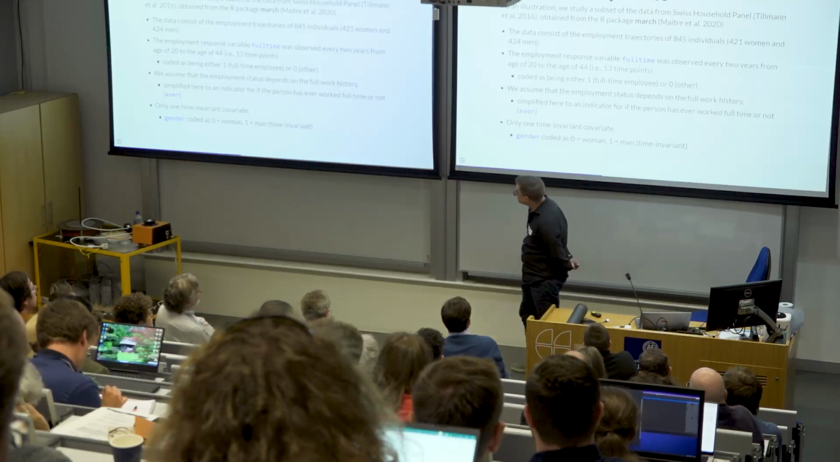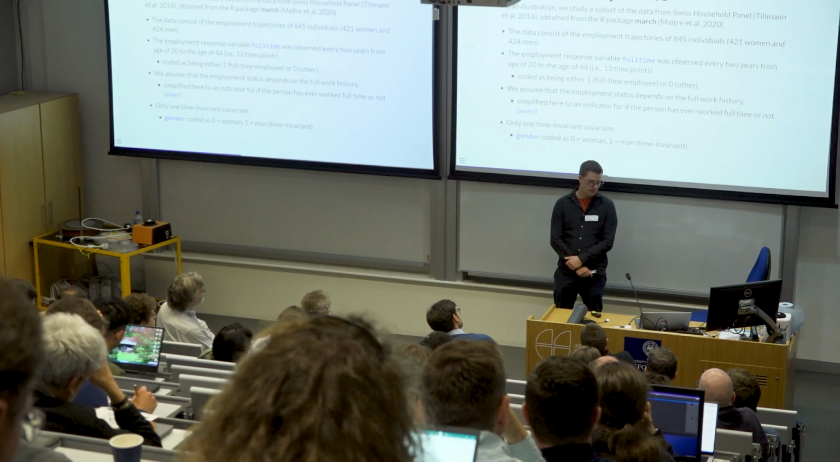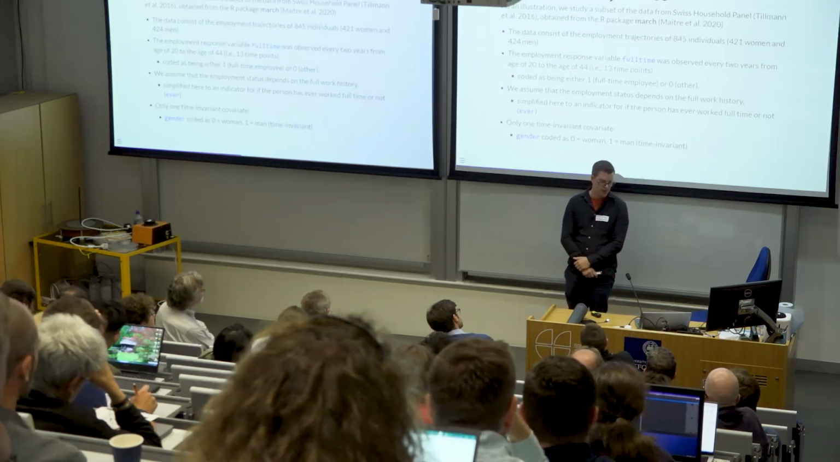Here's a very simple example, chosen mainly because the data is freely available in the R package MASS. So we have data from almost 900 individuals, and every 2 years they were asked about their work status, whether they were working full time during that 2-year period or not. So it's just a binary variable.